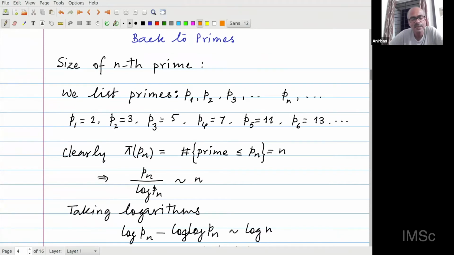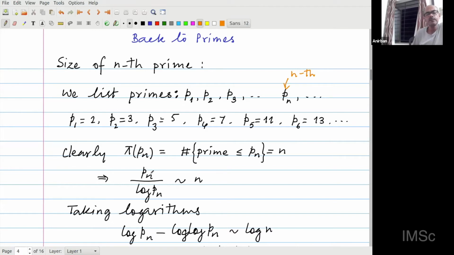The size of the nth prime is what we want to understand now. So let's list all the primes as P1, P2, P3 and Pn. Pn is the nth prime, the nth entry in our list of prime numbers. P1 is 2, P2, the second prime, is 3, the third prime is 5, the fourth prime is 7, the next is 11, 13, and it goes on.